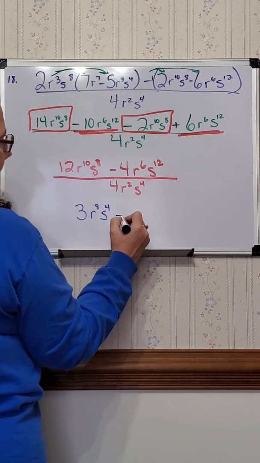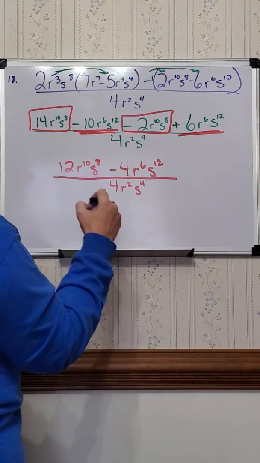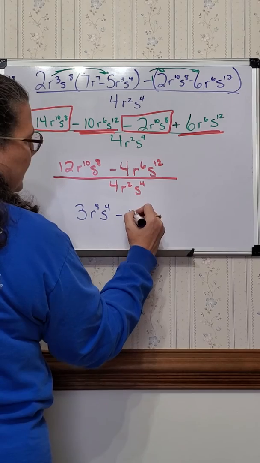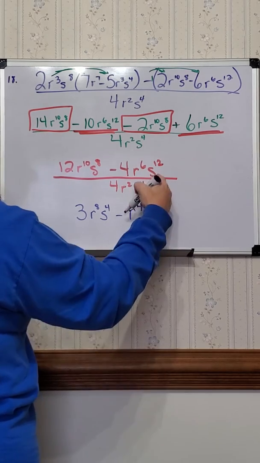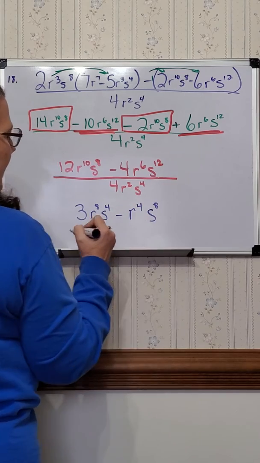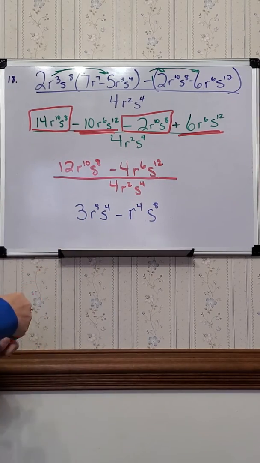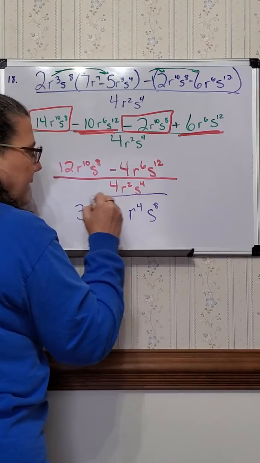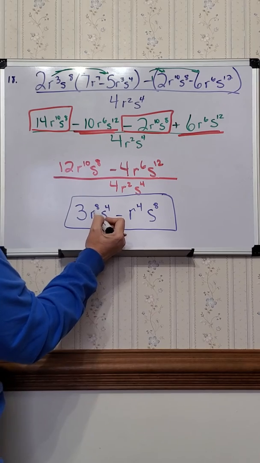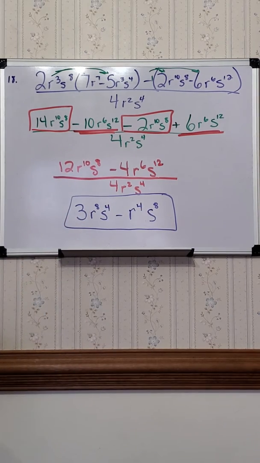Now, I've got a negative here. 4 divided by 4 is just 1. I do not have to write that 1. Then I've got r^6 divided by r^2. That's going to give me an r^4. s^12 divided by s^4 is going to give me s^8. So now I have to look at these and see if I can combine like terms. But these are not like terms because notice here I have an r^8 and an r^4. So that is going to be my final answer.